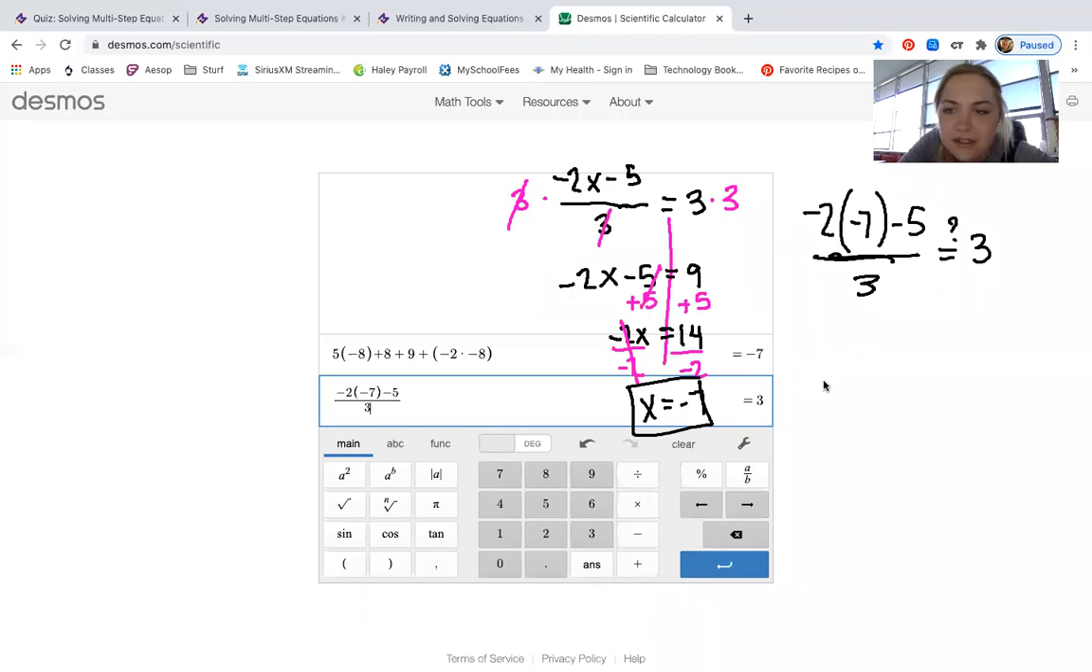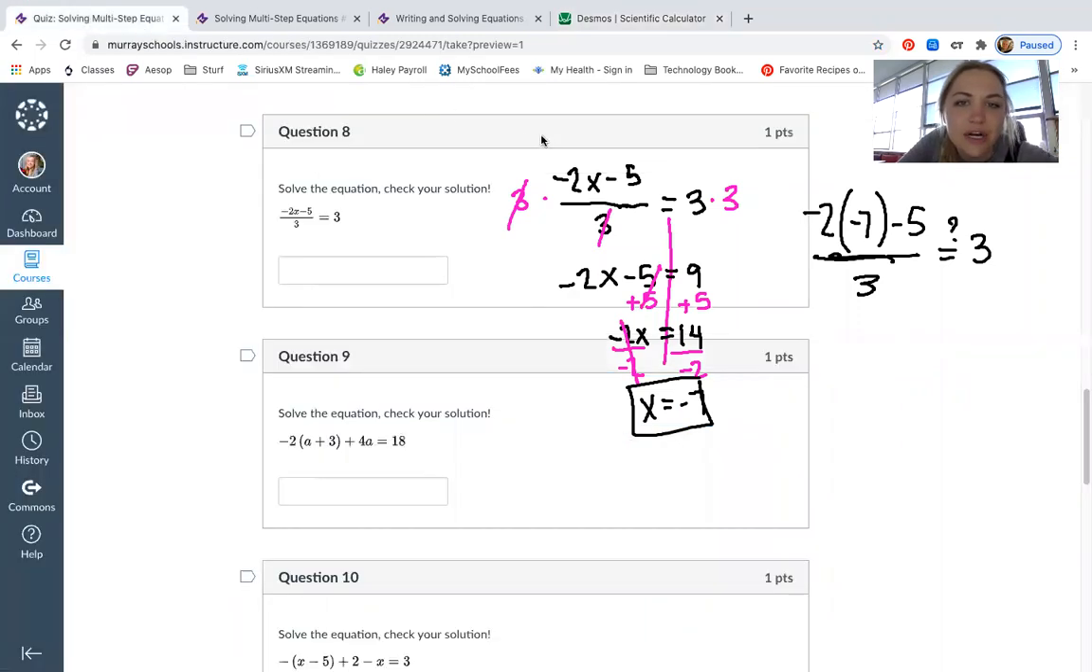Perfect. Okay, so my answer over here, get back to our work. My answer over here is, yeah, I get 3. And that does equal 3. Check. Oh yeah, so x equals negative 7 would be the solution. So negative 7 is my solution, and you can keep working through these problems the same way.